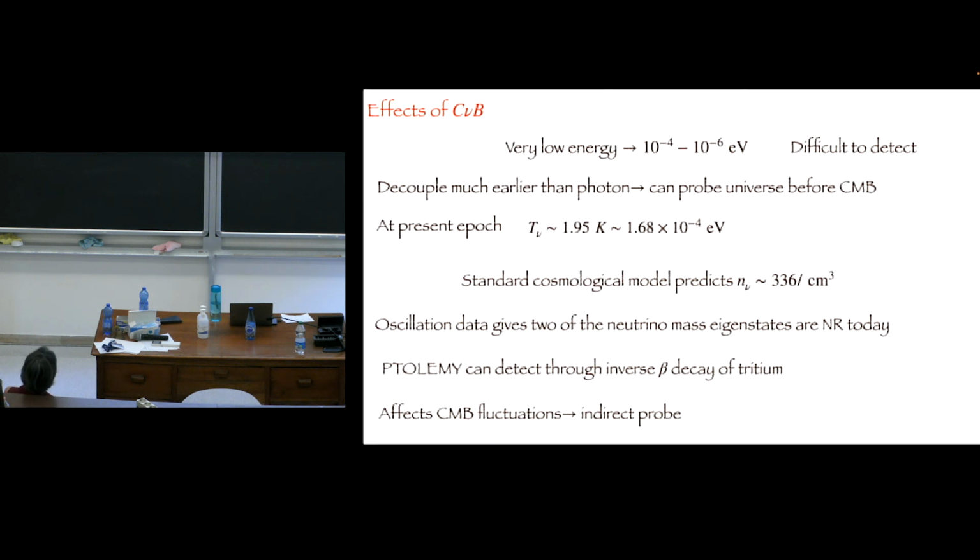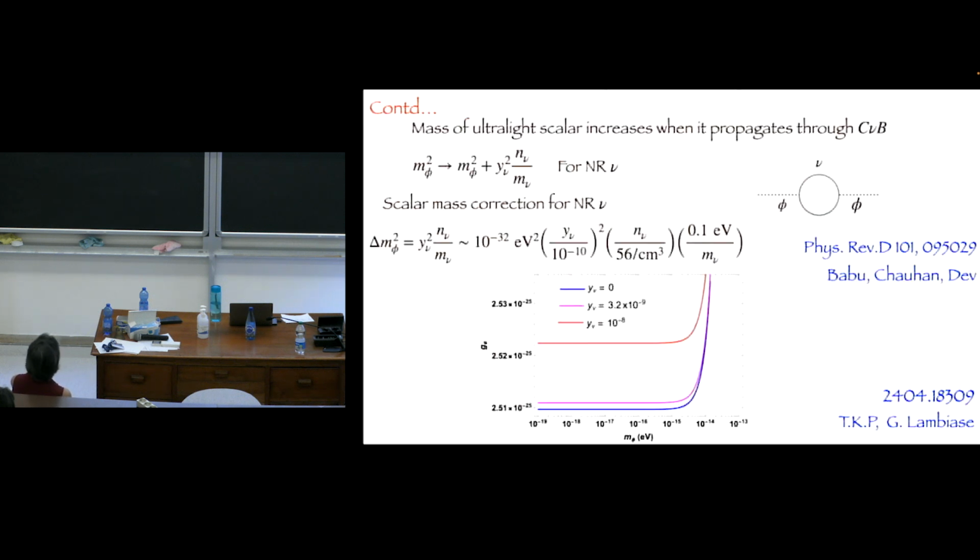Also, the oscillation data tells us that two of the neutrino mass eigenstates are non-relativistic today. There are experiments, as he told, like PTOLEMY, trying to probe this type of relic neutrinos. There are also indirect detections. If you consider that there are relic neutrinos in the background, then they can also affect the CMB fluctuations. So indirectly, you can also probe the relic neutrinos.